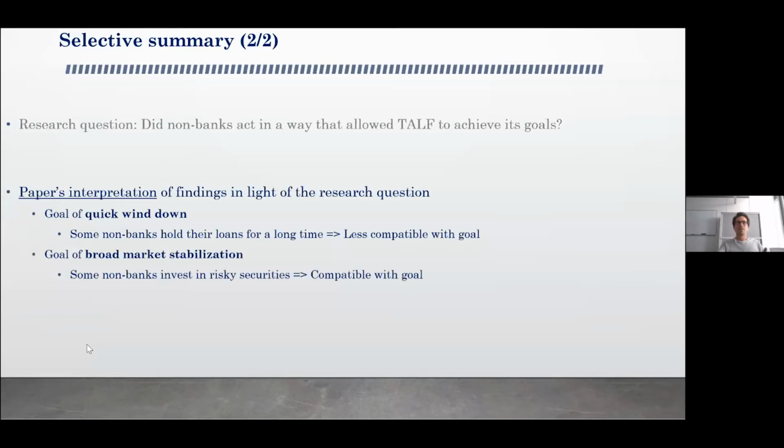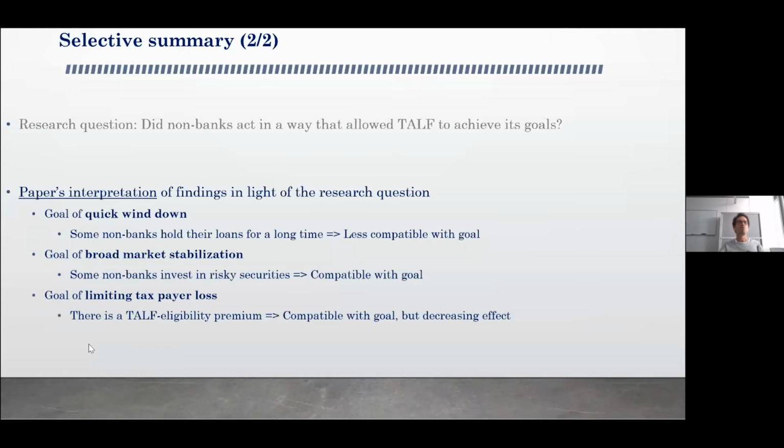The second is the goal of broad market stabilization in all the segments of the market, including the risky securities, where some non-banks really invested and brought risky securities as collateral. And this is positive, and this helped the Fed to broadly stabilize the market.